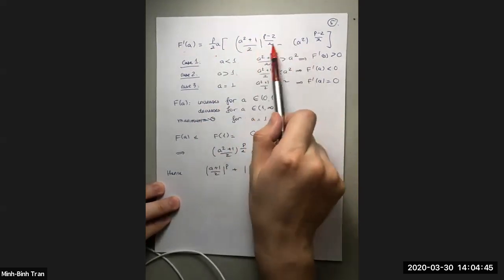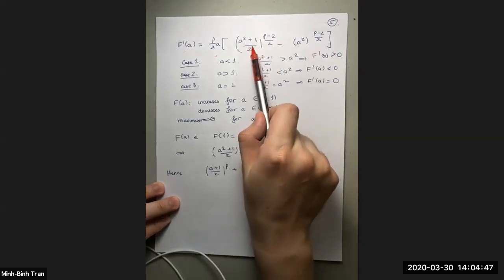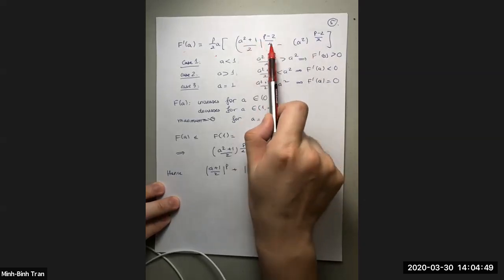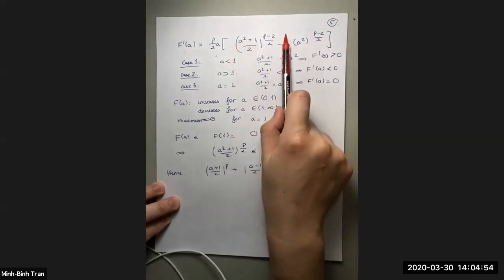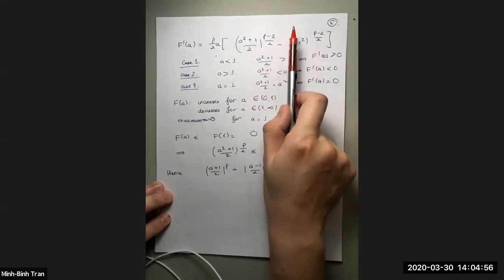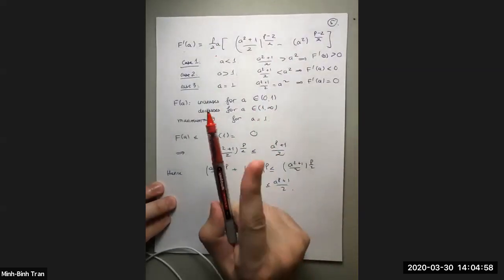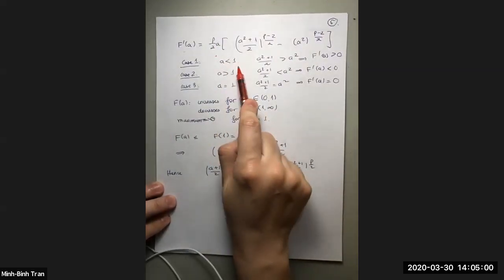Then the term inside the bracket will be (a² + 1)/2 to the power p/2 minus a² to the power (p−2)/2. So this is not obviously a positive quantity. But let us consider 3 intervals, right? When a is smaller than 1. What happens when a is smaller than 1?